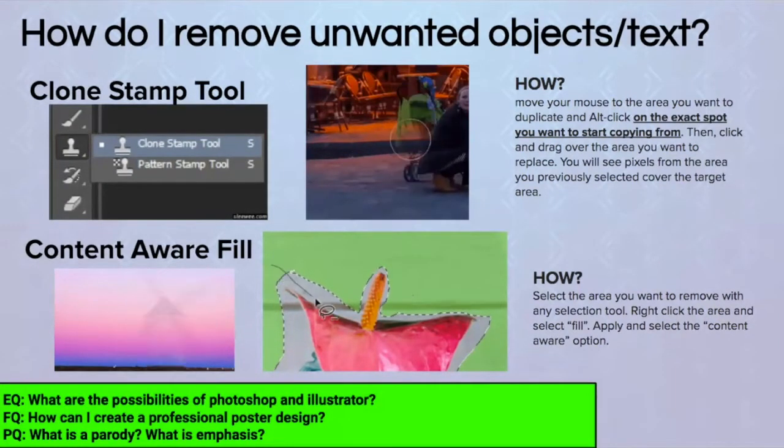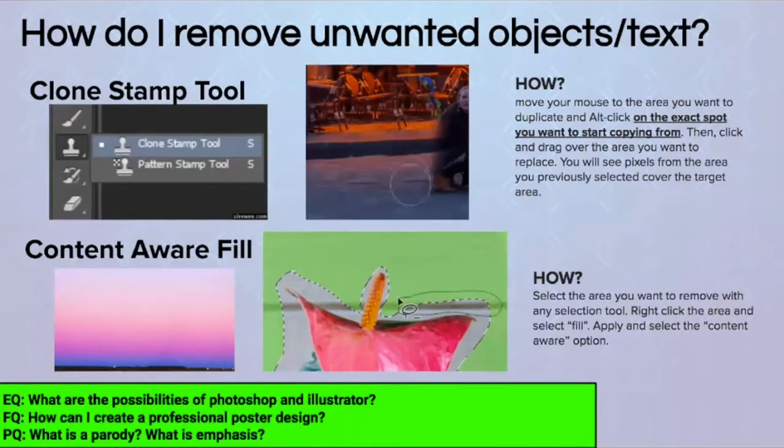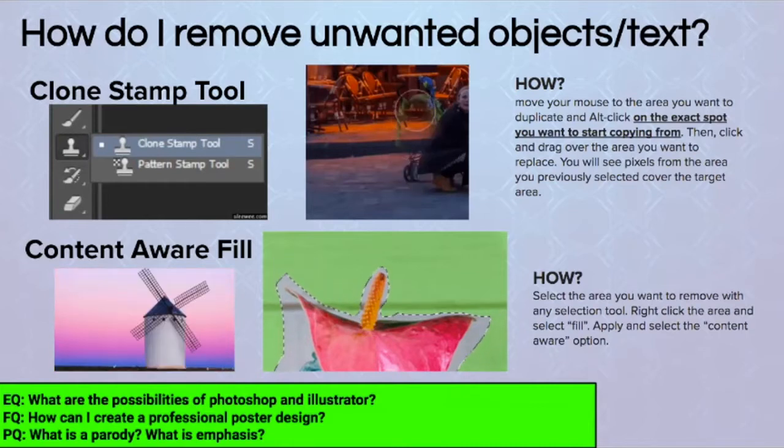The clone stamp tool works by moving your mouse to the area that you want to duplicate. For this, I don't know if you can see in the GIF, there's a little cross on the left side of the circle for the clone stamp. What they do is they pick a source point by alt clicking, and then go over to the area that they want to fix and click and drag. So what it does is it creates an exact duplicate or copy over the area that you want to fix. And you will see the pixels from the area that you selected, your target area, replacing where you're brushing.